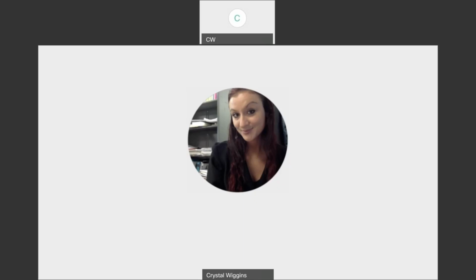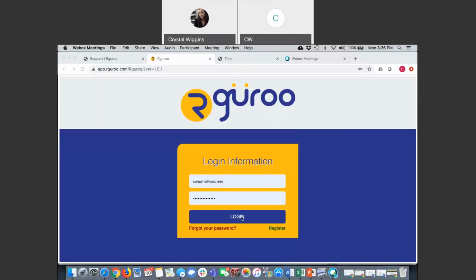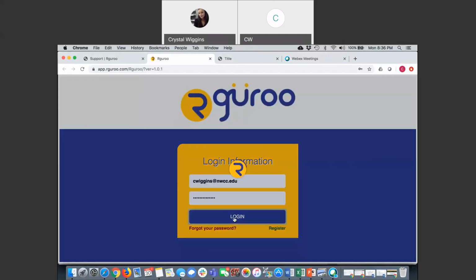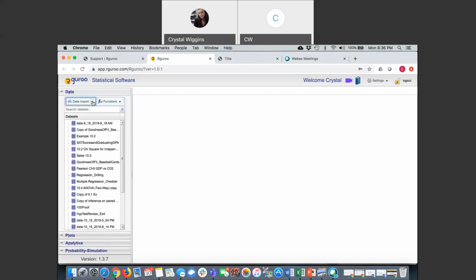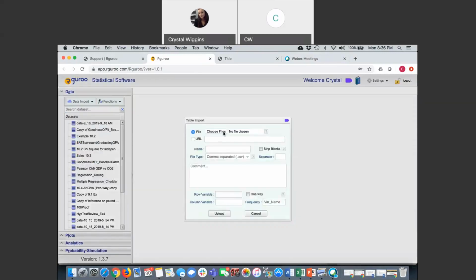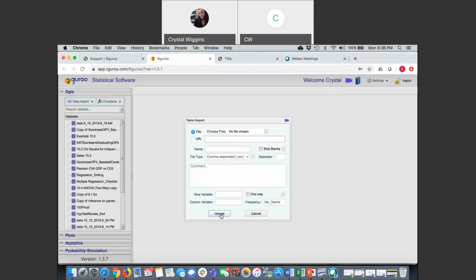Okay, Rguroo, here we go. So let's log into Rguroo. Remember, you need the Excel file that I posted in Blackboard under this week's course content, and you will need to upload that under data. So if you go to data, you go to data import, and you don't go to create. I mean, you could create it if you want to type it in. We've learned how to do that last week. But you're going to upload a table, not a data frame, a table, and choose your file. Make sure you've already downloaded the 10.4 file and click open and upload.